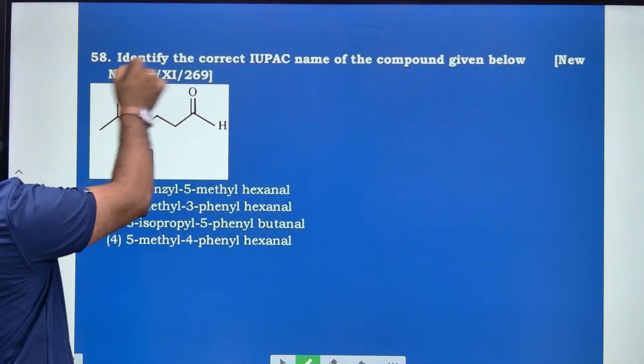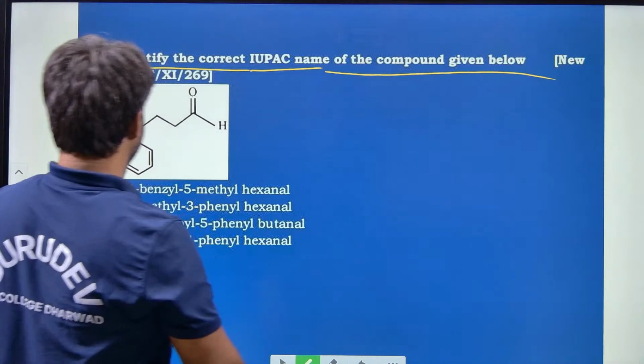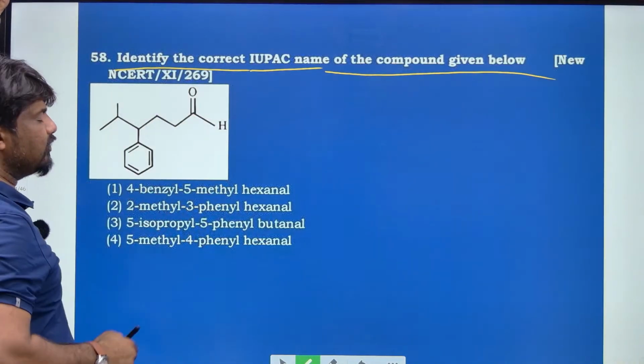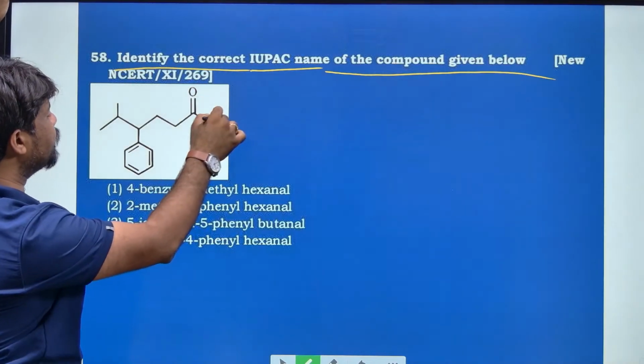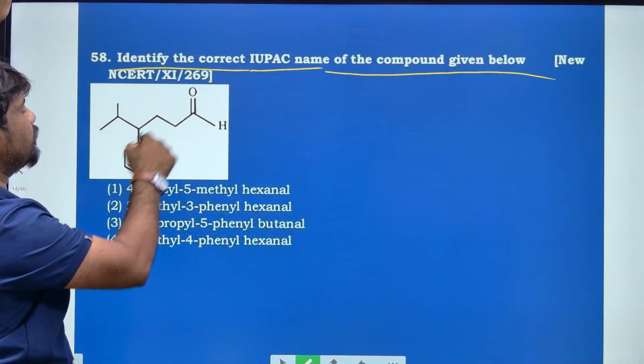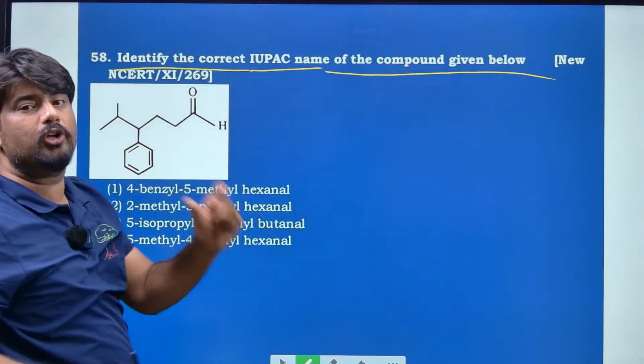It's a very simple concept. Identify the correct IUPAC name of the compound. Dear all, they have given the structure here. For this one, we need to write the IUPAC nomenclature. Look here, this is an aldehyde group and this is a benzene group. According to the rule, first I will give preference to the functional group for the numbering.